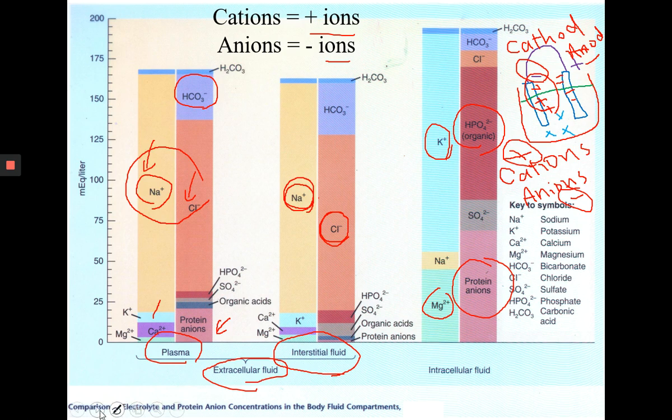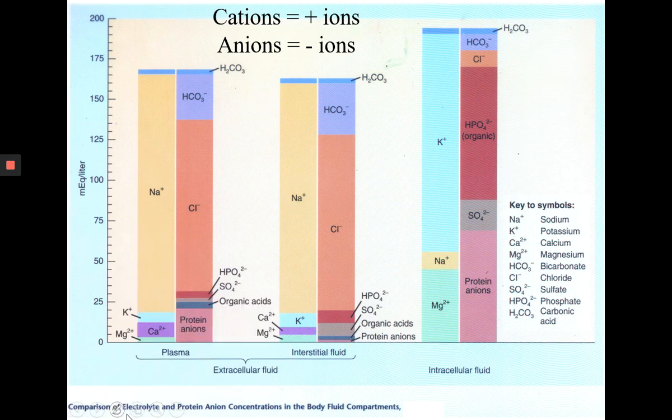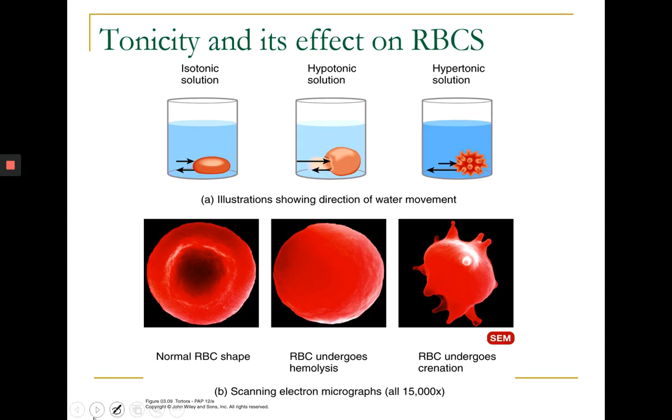So in general, cells here, we put red blood cells in a solution. This solution is isotonic.